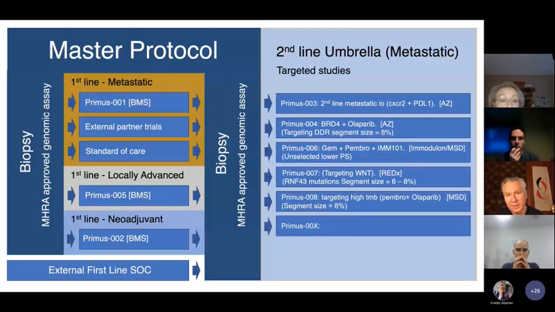And then after that, what we just put in was a second line umbrella, which is very much looking at targeted studies. The biggest challenge we've had there is that you make a deal with a pharma partner.